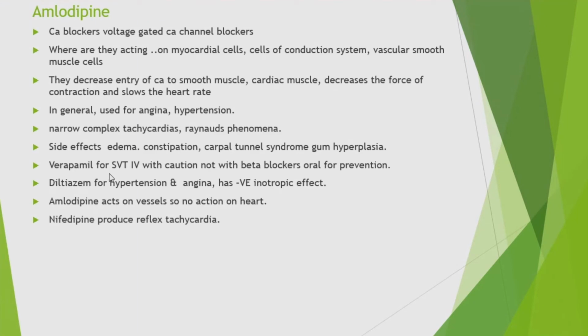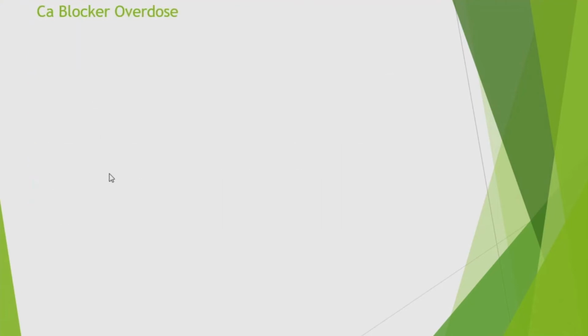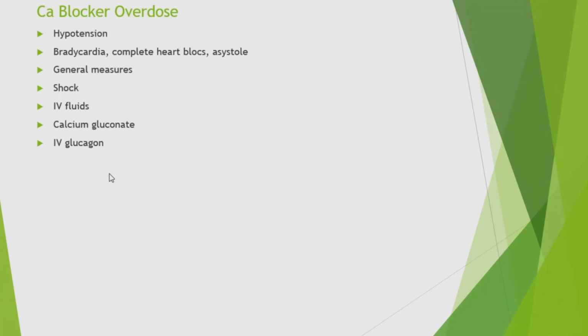Okay. Yes. How do you treat the overdose? What does it produce? What side effects? It produces hypotension, negative inotropic effect. Yes, sir. Produces bradycardia. Verapamil, diltiazem can produce bradycardia, complete heart block, asystole. General measures are common for all drugs. Shock has to be treated. IV fluids have to be given. Being a calcium blocker, we have to give calcium gluconate. And specifically, you give IV glucagon as in beta blocker overdose. That's a drug of choice.